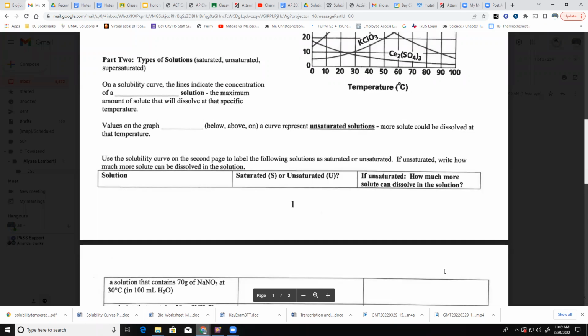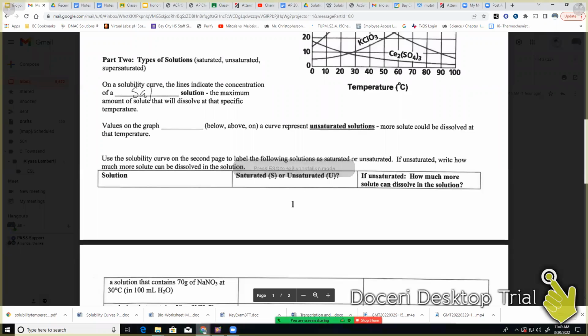So this is kind of a repeat. We've already said this a couple of times. On a solubility curve, the line indicates the concentration of a saturated solution if we're right on the line. Values on the graph that are below the line or the curve are going to represent my unsaturated solutions.